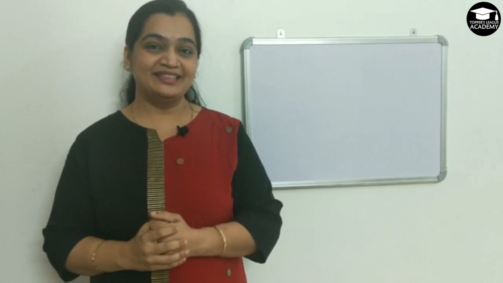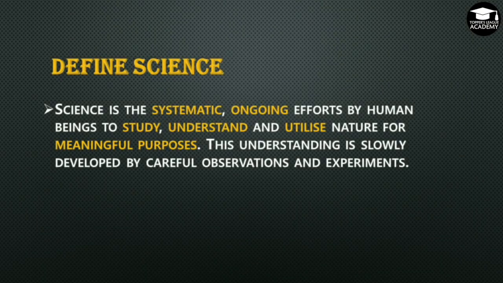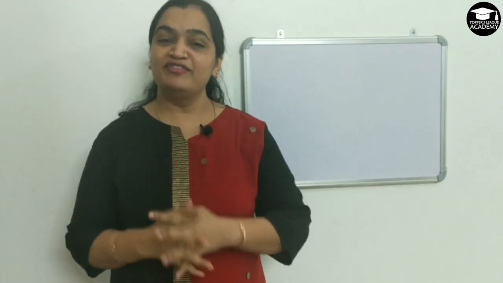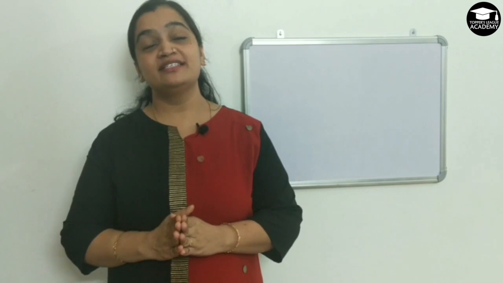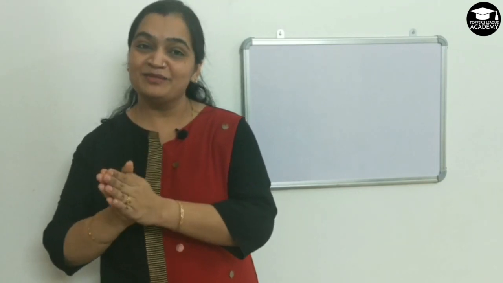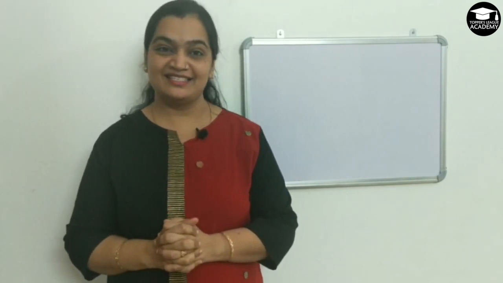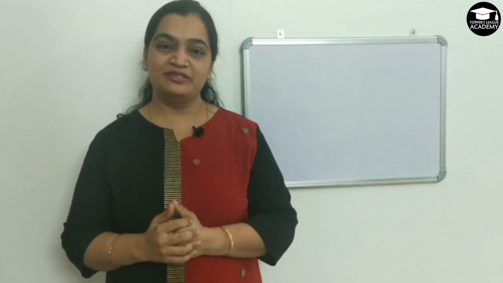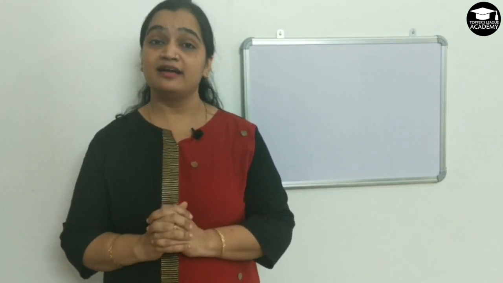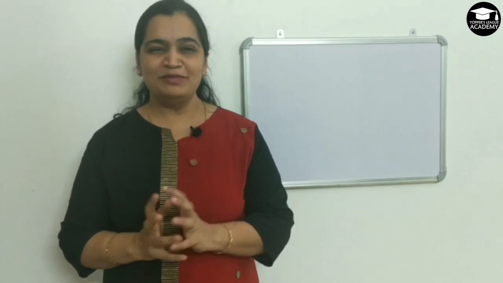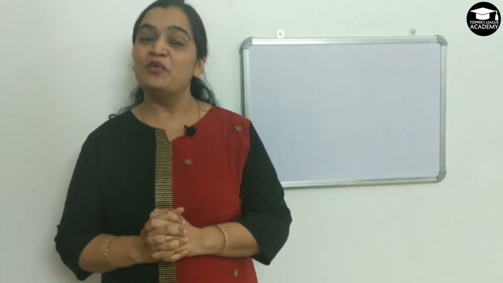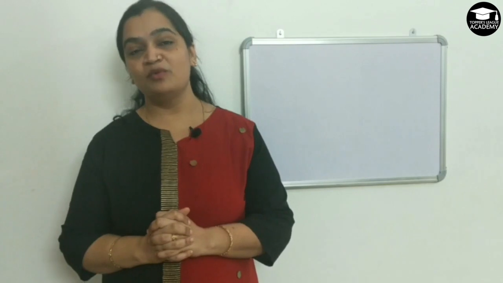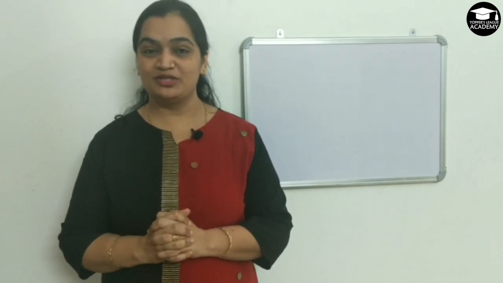So let's take a look at the definition of science. Science is the systematic, ongoing efforts by human beings to study, understand, and utilize nature for meaningful purposes. From the definition, what we understand in short is these organized human attempts were named as science. Let us go back a few years and understand how it all started. How did it begin? Let me take you through a very beautiful video that shows how humans evolved and how science came into the picture eventually.